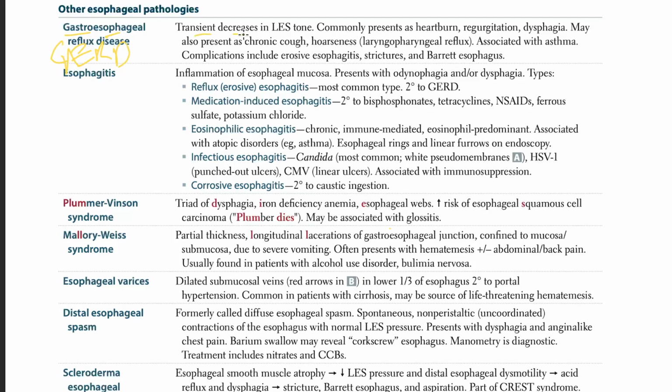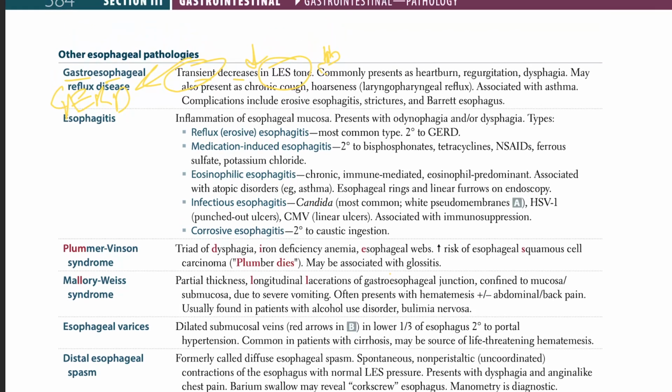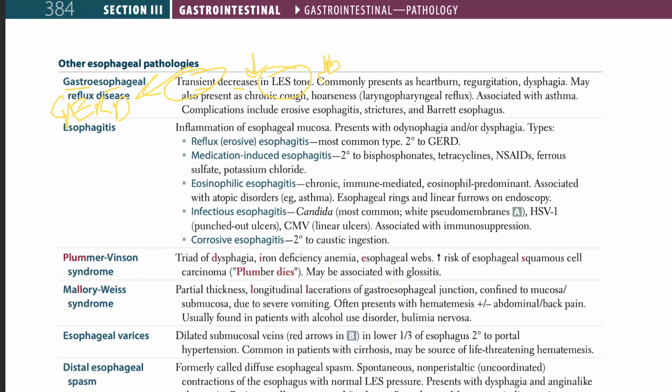There is a transient decrease in LES tone. So when you decrease the LES tone, all of that acid is going up, causing GERD, right? But it's only a transient time. You don't have GERD all the time, right? So you just have it for some time. And that sometime is painful.